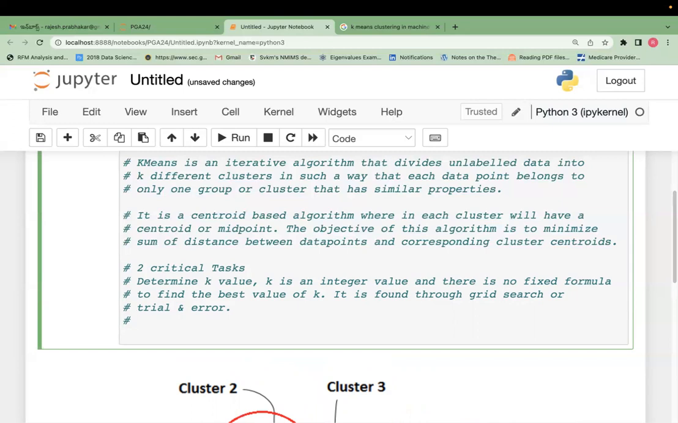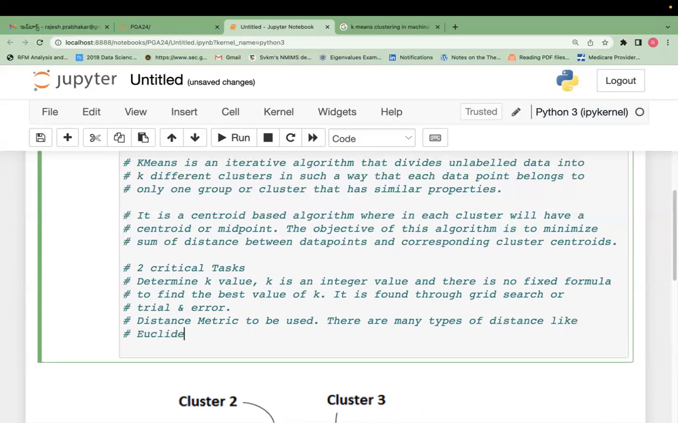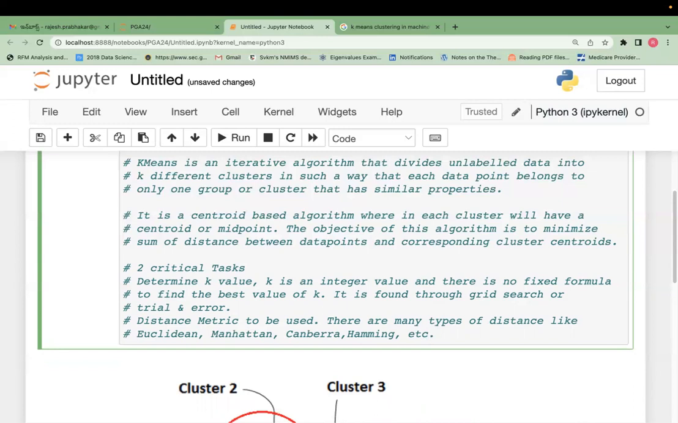And the second is the distance metric to be used. There are many types of distance, like Euclidean, Manhattan, Canberra, Hamming, etc. So you also need to use the correct or the best distance metric. By default, it is Euclidean.